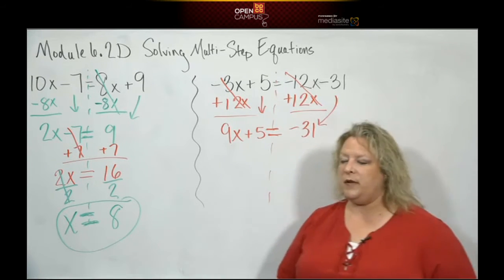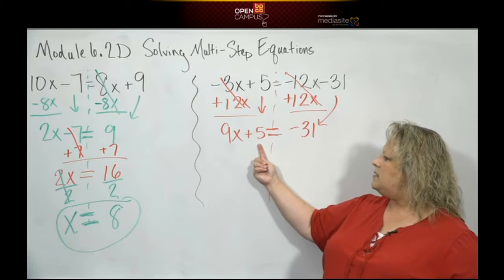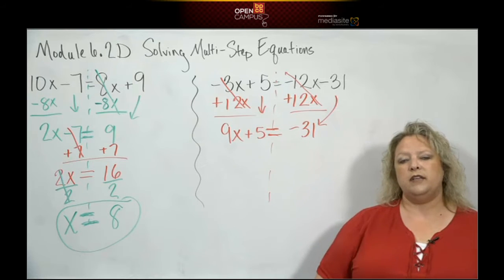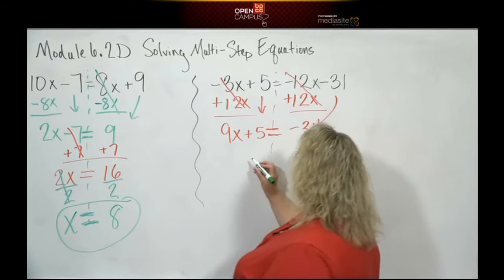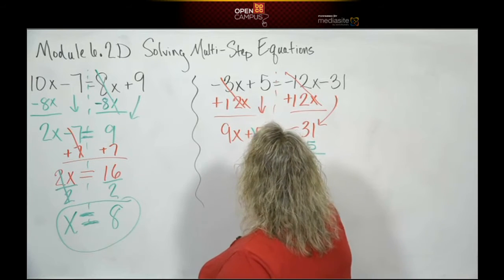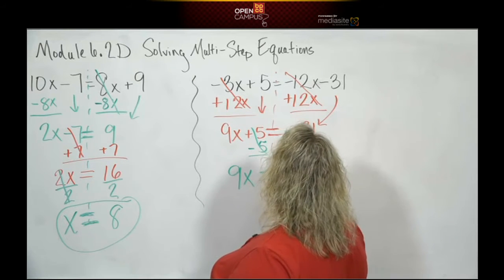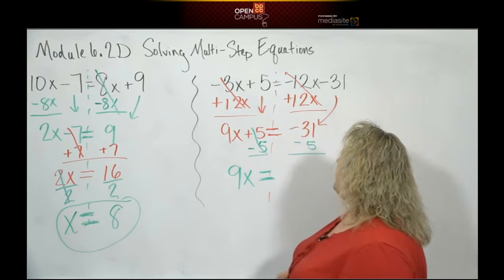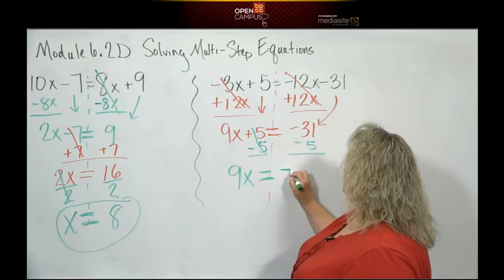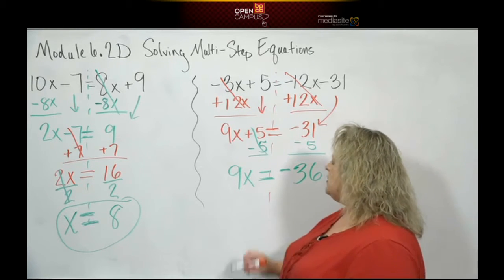Now I have a two-step equation. So my two-step equation says take the constant, move it to the right. So I do that by doing the opposite, which in this case is going to be subtraction. And that's going to give me 9x over here is equal to a negative and a negative. They are the same sign, so you add and you keep the sign. So that's negative 36. And then I have one step left.